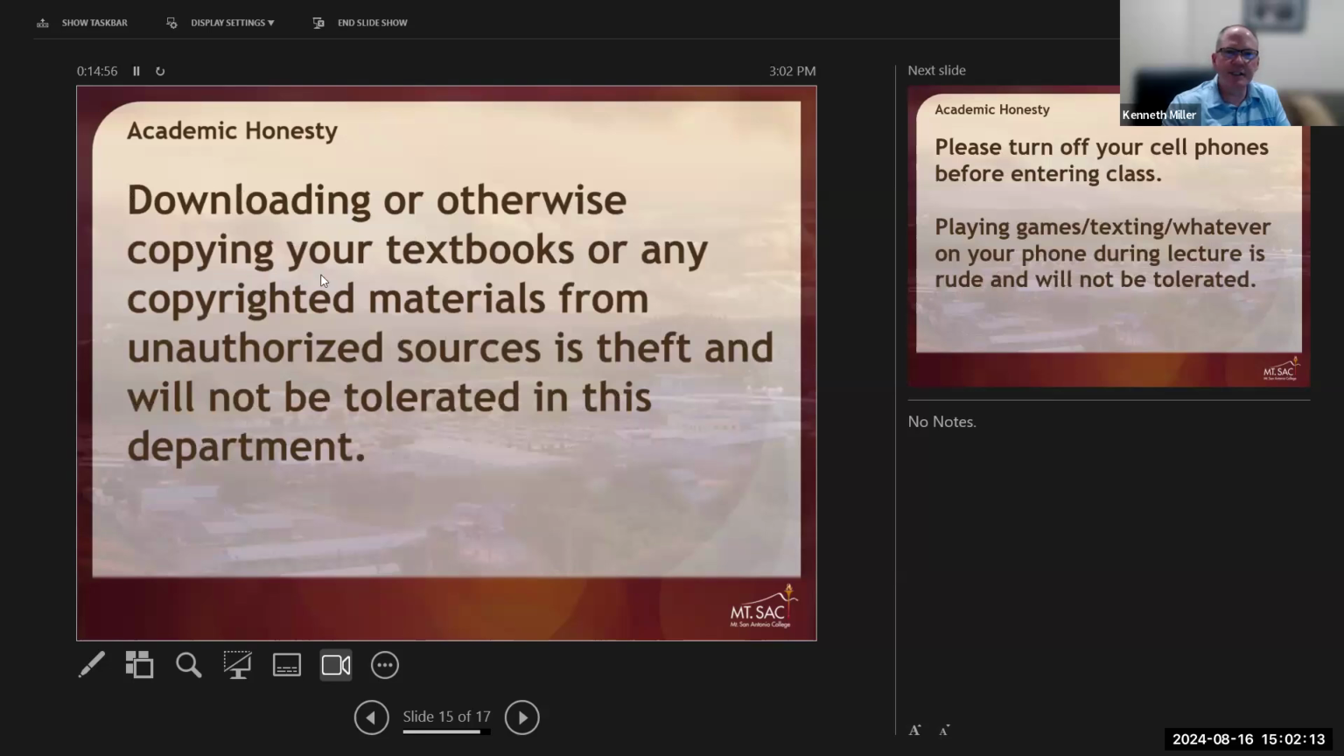The last thing I want to tell you is downloading or otherwise copying your textbooks from unauthorized sources like BitTorrents or anything like that is not tolerated. So make sure you purchase the material. It's not that expensive, and you'll be good to go there. And it's a great resource to keep on your bookshelf for a long time.